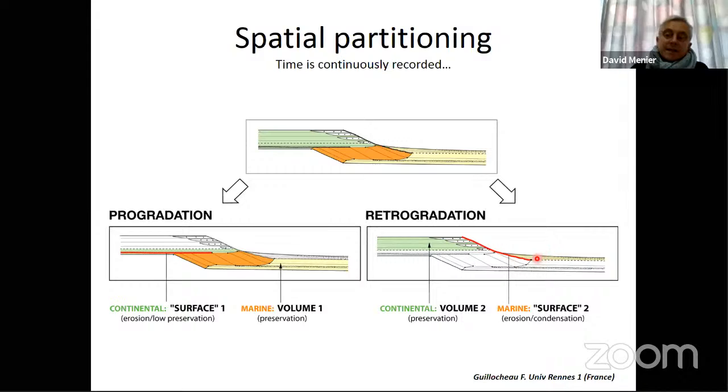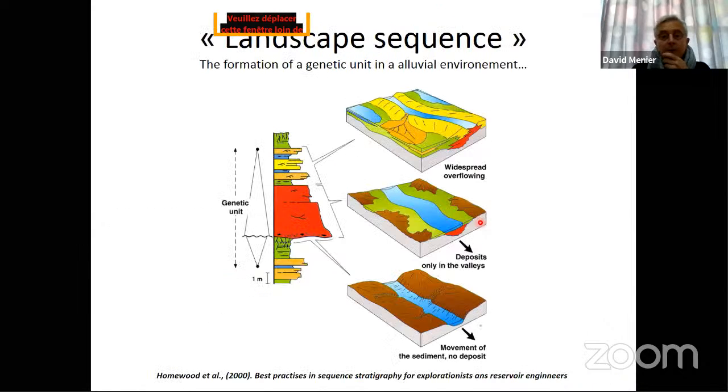So these marine sediments are reworked, and a few of them go landward toward the coastal plain, participating in the build-up of a tidal channel or the sedimentary deposits that you can find in the mangrove system, for example. Okay, let's go. So one more: when we are talking about genetic units, the formation of genetic units in the alluvial environment, look at the stratigraphic log.